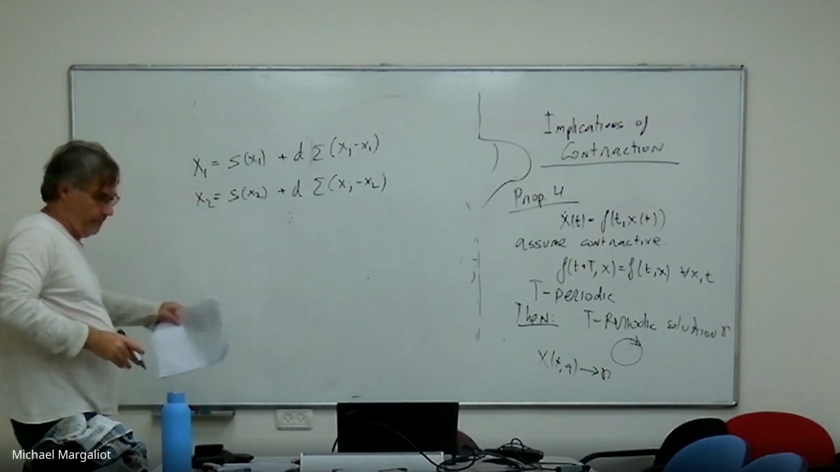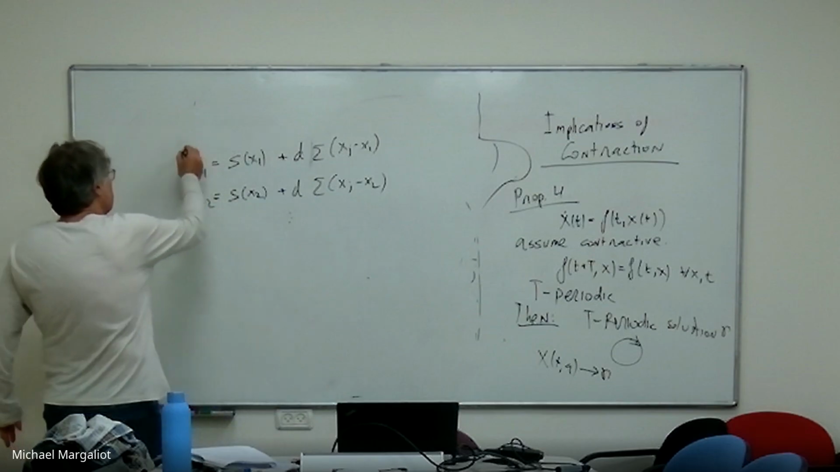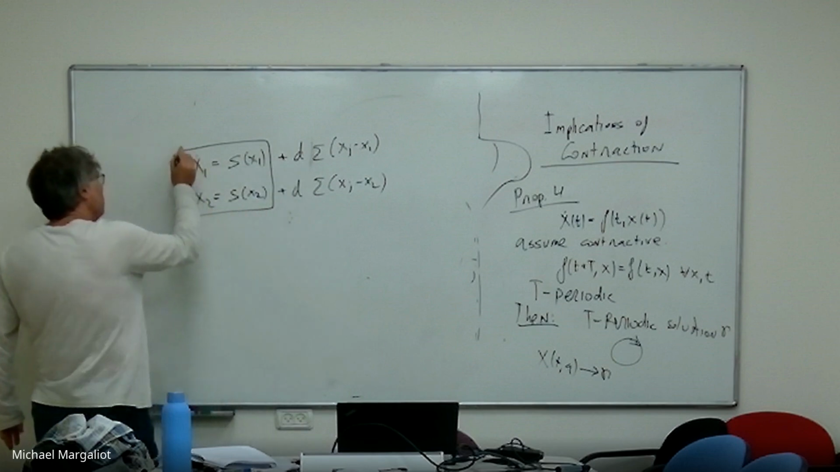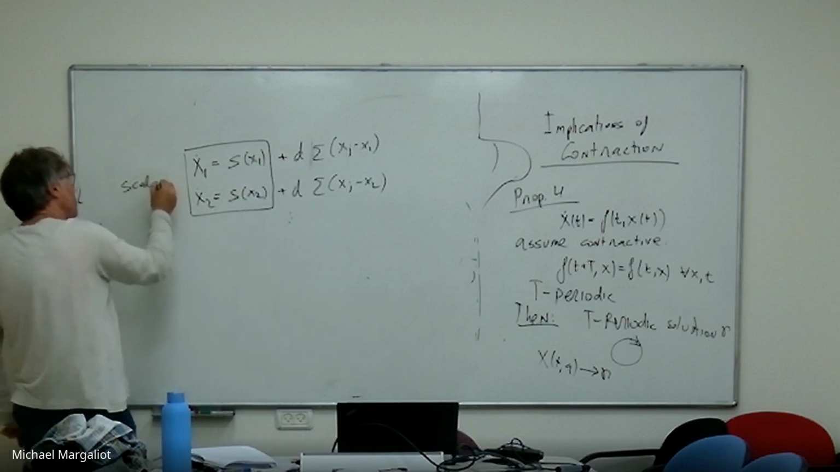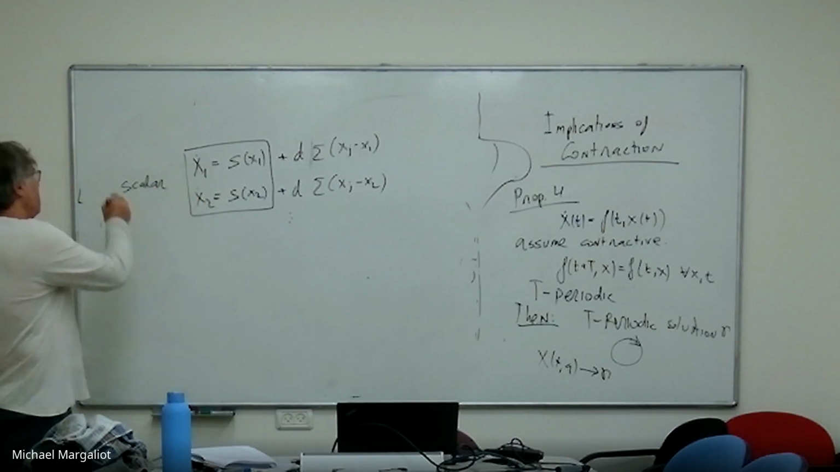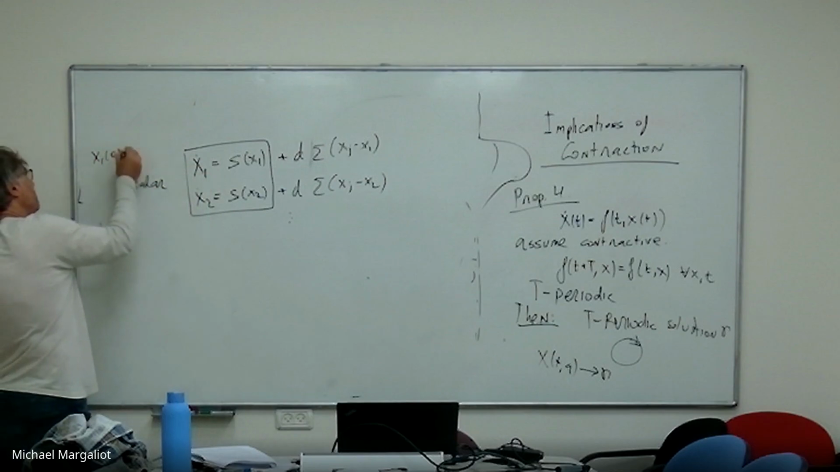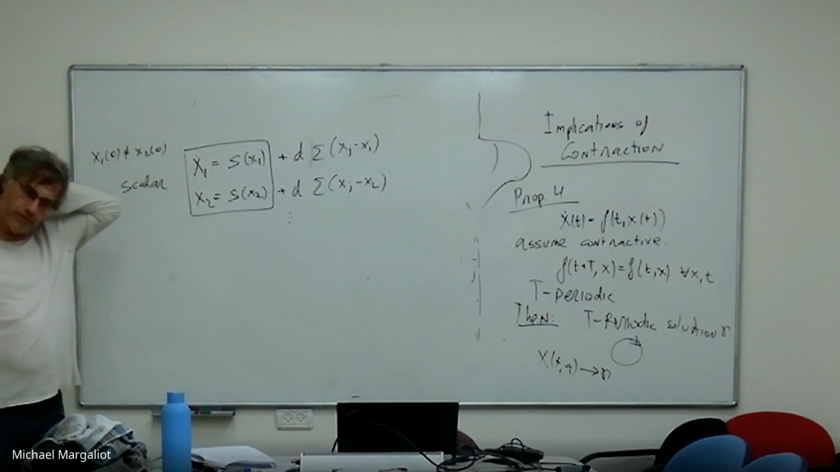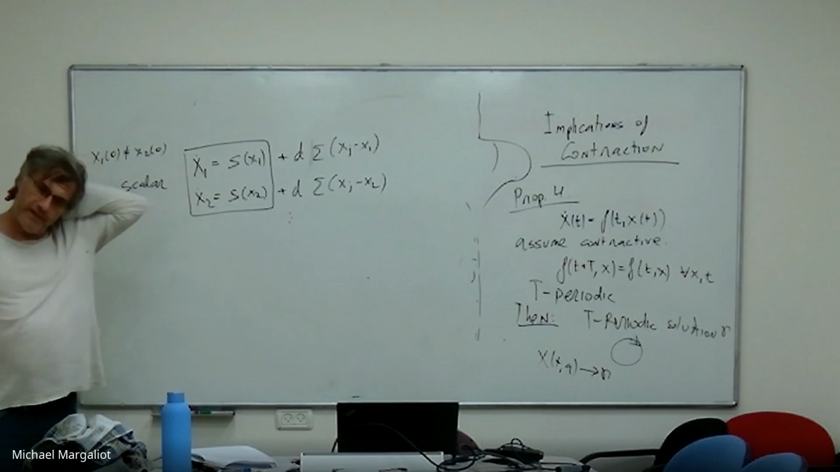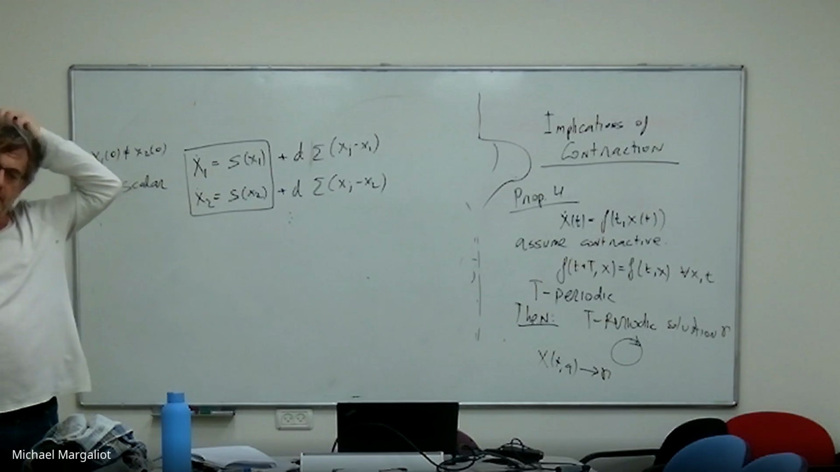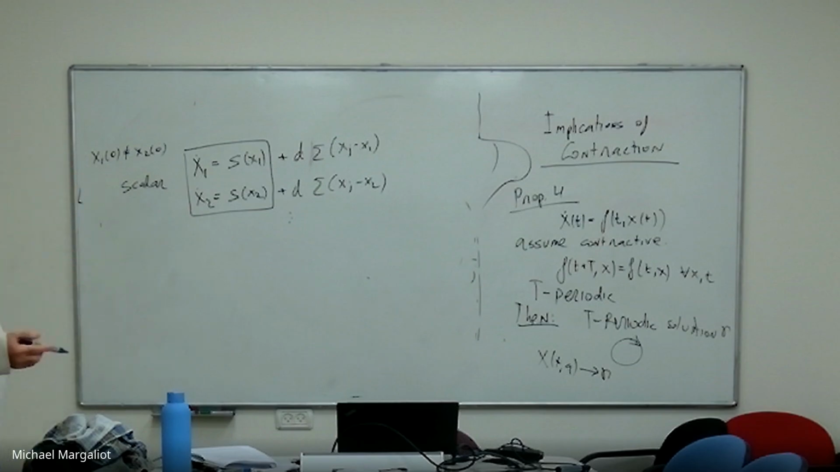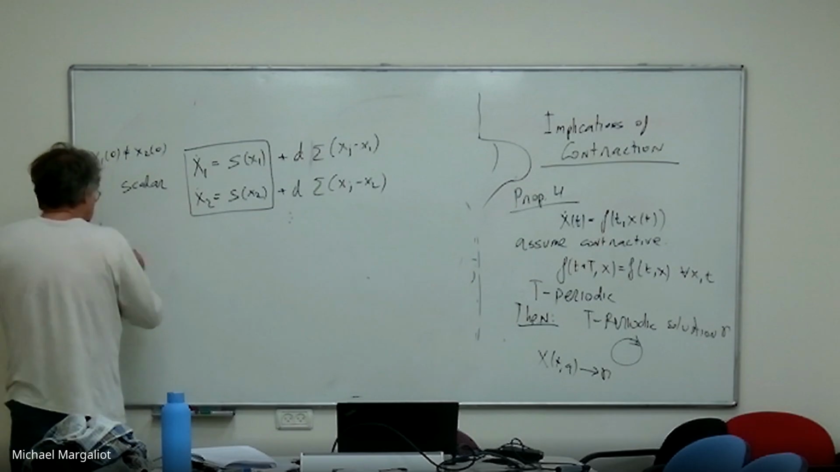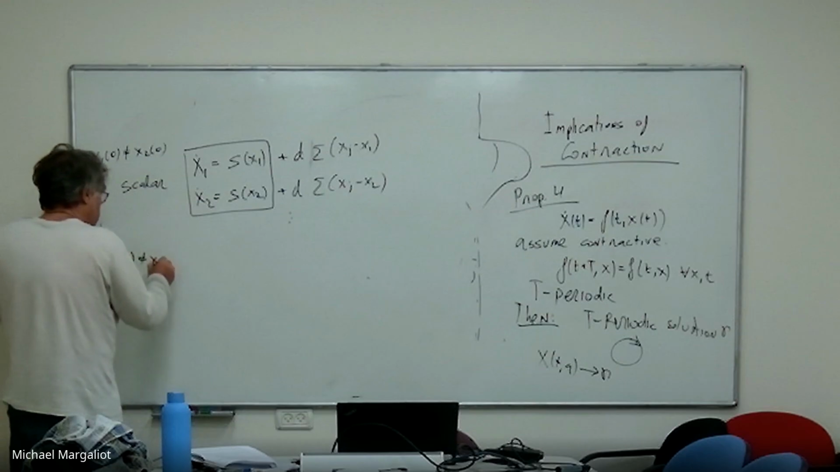So I have agents, each one follows the same dynamics. Let's assume they are scalar for simplicity. Each one follows the same dynamic, but they start from a different initial condition. And because they start from a different initial condition, then in general they are not equal. Yes, in general, x1(t) is not equal to x2(t).